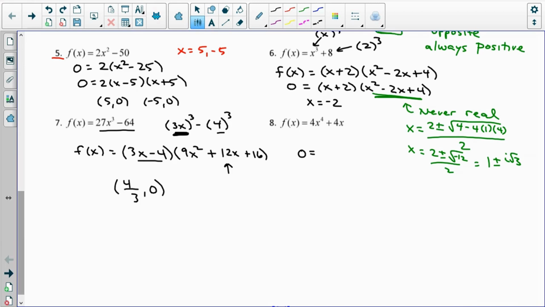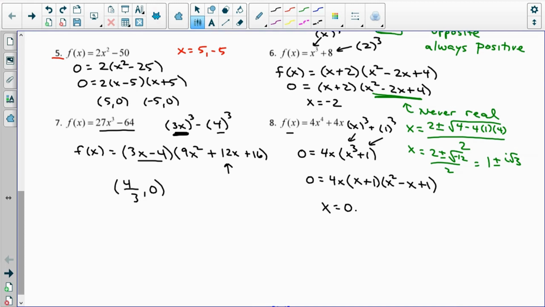Number 8, 0 equals, since I'm finding x-intercepts, I'm going to factor out a GCF. GCF is 4x, so I end up with x cubed plus 1. So 0 equals 4x times x plus 1 times x squared minus x plus 1, using same, opposite, always positive, because this is x being cubed and this is 1 being cubed. So I end up with x-intercepts at 0, -1, and then 2 imaginary answers. So my x-intercepts would be (0, 0) and (-1, 0).